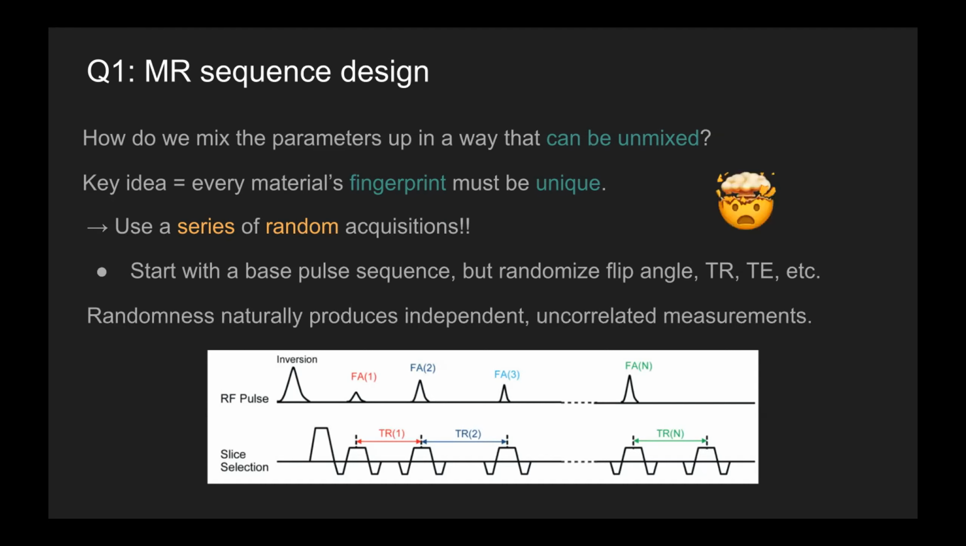And so the idea intuitively is that randomness will naturally produce independent and uncorrelated measurements, which will make the fingerprints unique. Another way to think about randomness, and also an advantage of randomness, is that it is tolerant to artifacts such as undersampling and motion.